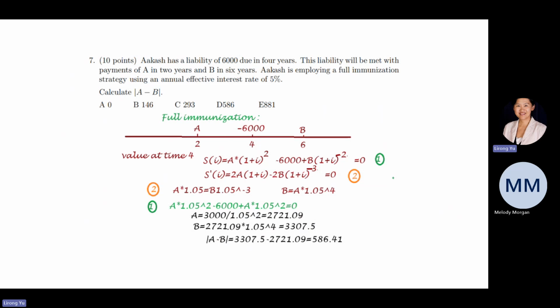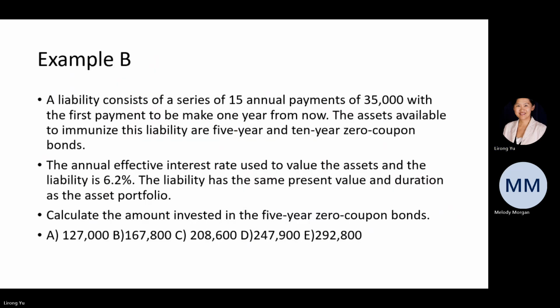It's an example on practicing how we match the present value and the duration. Basically, matching the duration means setting your function, which is actually the surplus function, with the derivative equal to 0. That's trying to match the duration. Any question? So that's this example.